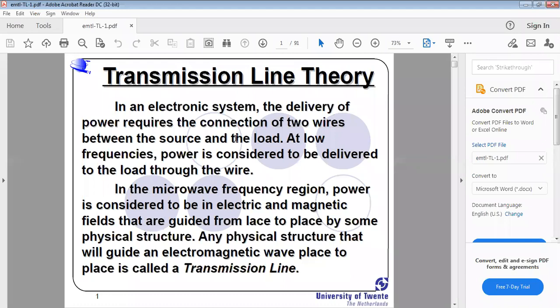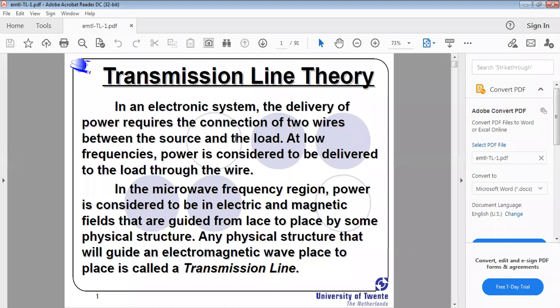Actually, today's topic is transmission line equations. But before going to this topic, what we learn so far from first class onwards, right? What we learn actually from transmission lines theory. Okay, what exactly is meant by transmission line?